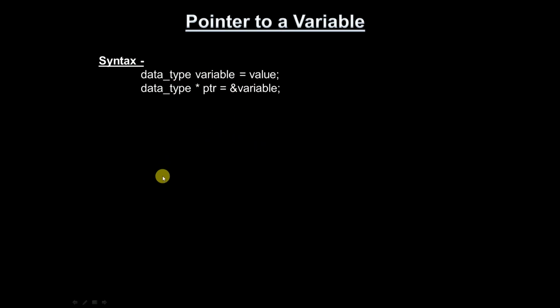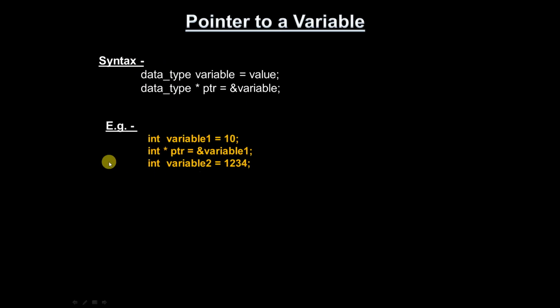Let's see what will happen in this type. We will take some example for this. I have one integer variable, variable 1 equals 10. So data type is integer, and the value is 10. Next, what I am doing is int star ptr equals address of variable 1. Now this is an integer pointer holding the address of this variable 1. And again, I have given a declaration for another variable, int variable 2 equals 1234.